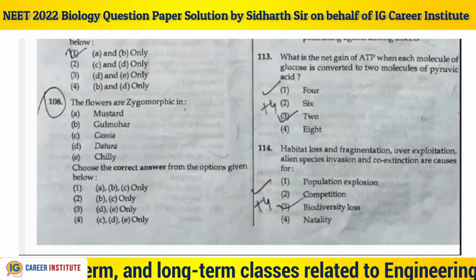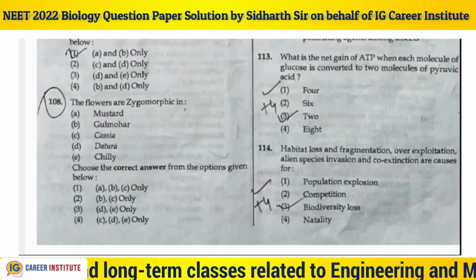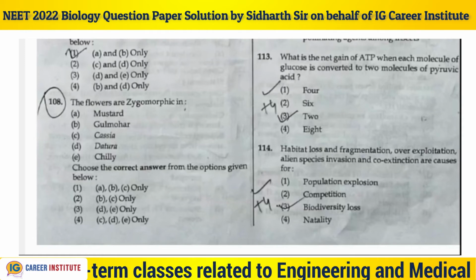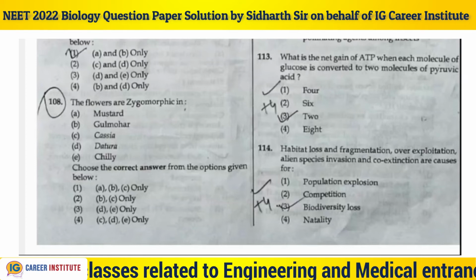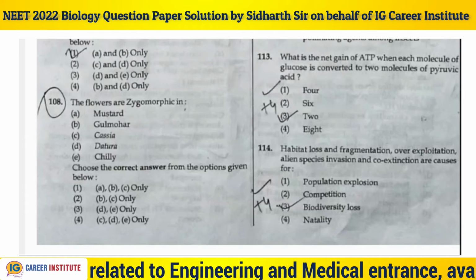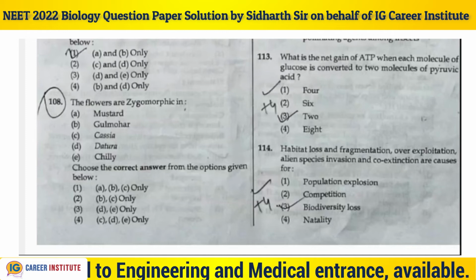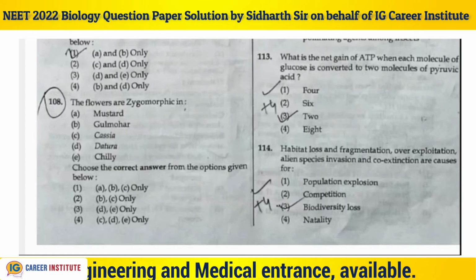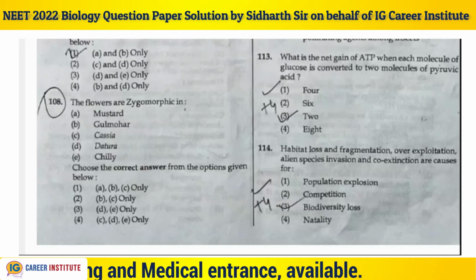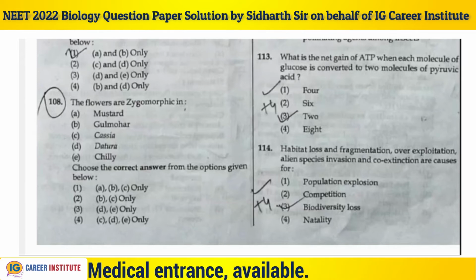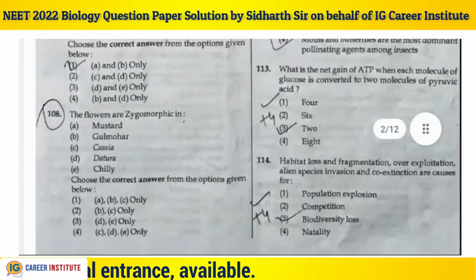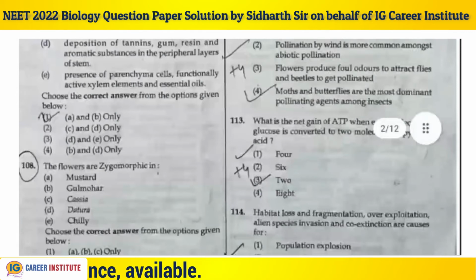Mustard, no. Gulmohar, yes. Cassia, yes. Datura, no. Chili, no. So the answer is B and C, Gulmohar and Cassia, right? Yeah, right. So option 2 is the answer in 108. Okay.